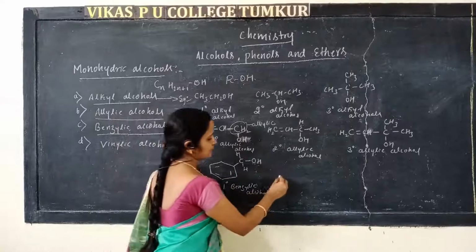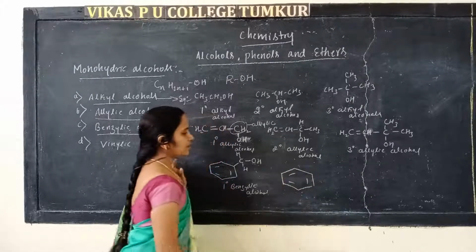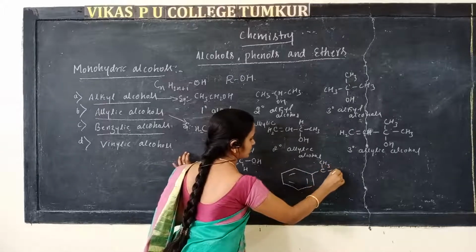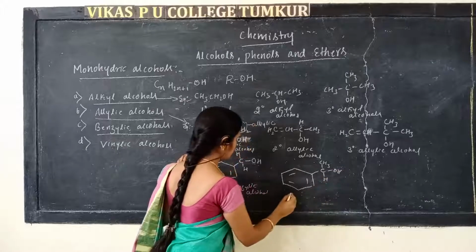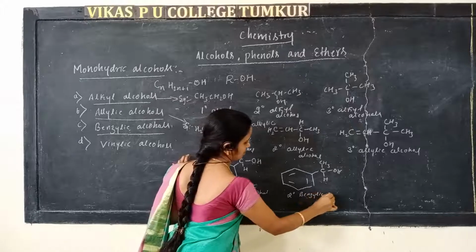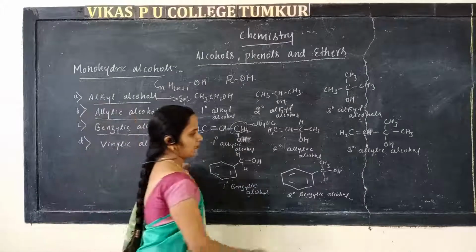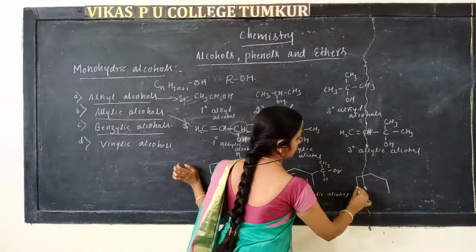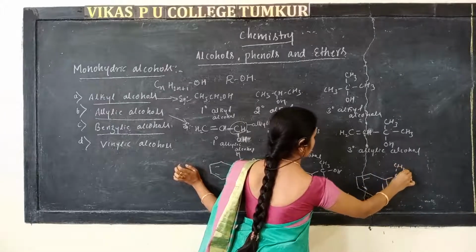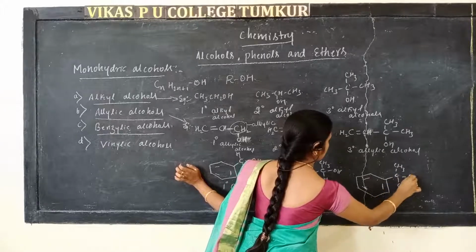Then like that it comes to the secondary. That is a secondary benzylic alcohol. This we call the secondary benzylic alcohol. And next we have the tertiary benzylic alcohol. This we call a tertiary benzylic alcohol.